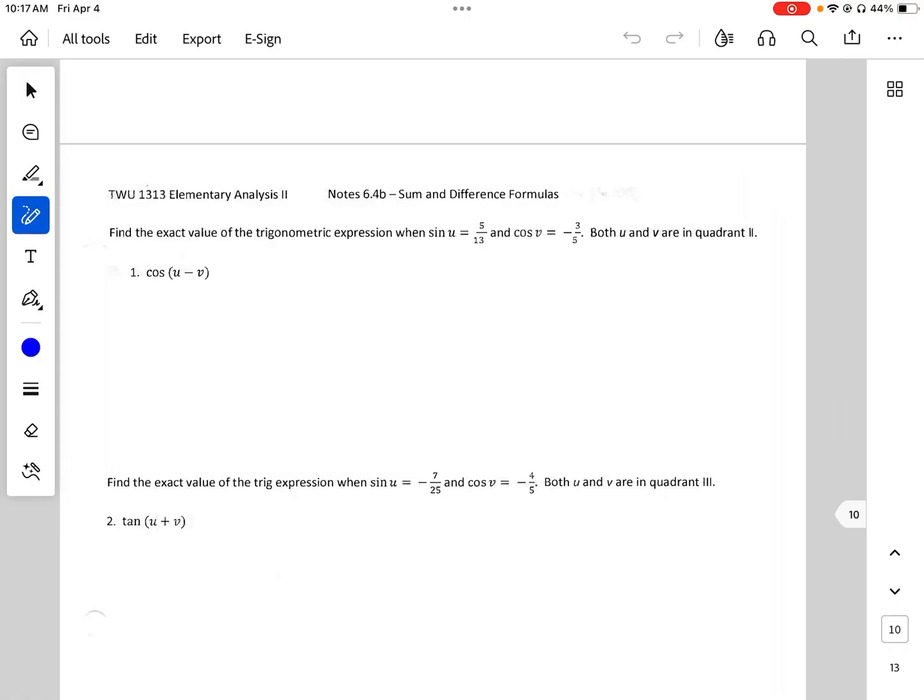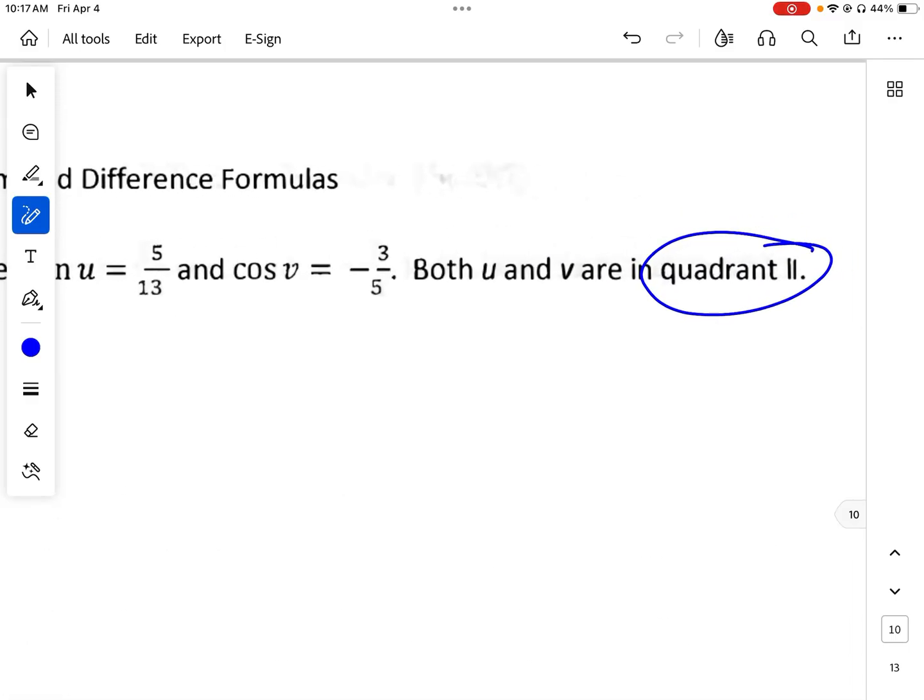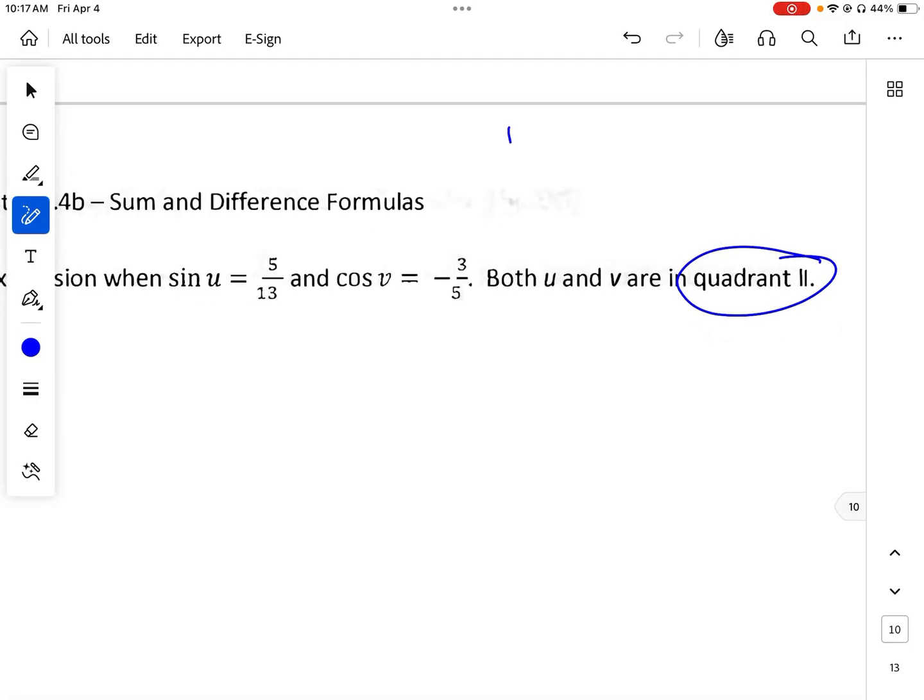All right, so let's look at this section, which is sum and difference formulas again. It says find the value of the trig expression when sine u is 5 over 13 and cosine v is negative 3 over 5. Both are in quadrant 2. So we need to draw the coordinate grid. We got to do 2 because these are 2 different triangles, 2 different functions, 2 different graphs.